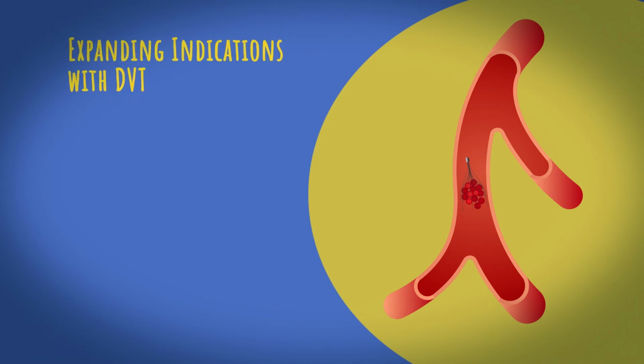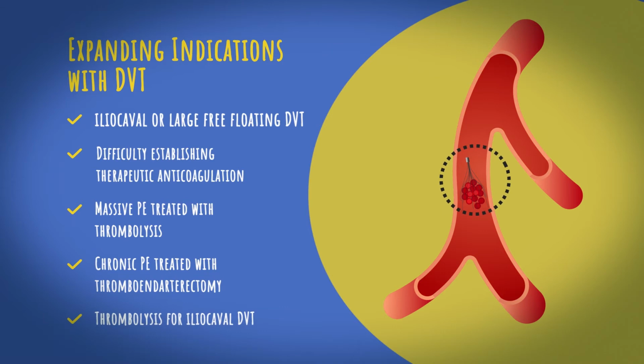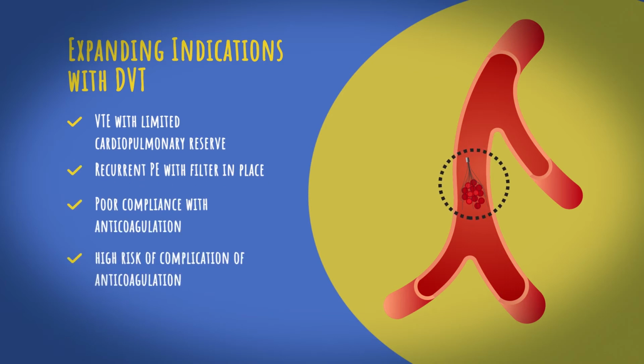Expanding indications with DVT include iliocaval or large free-floating proximal DVT, difficulty in establishing therapeutic anticoagulation, massive PE treated with thrombolysis, chronic PE treated with thromboendarterectomy, VTE with limited cardiopulmonary reserve, recurrent PE with filter in place, poor compliance to anticoagulation and high risk of anticoagulation complications.